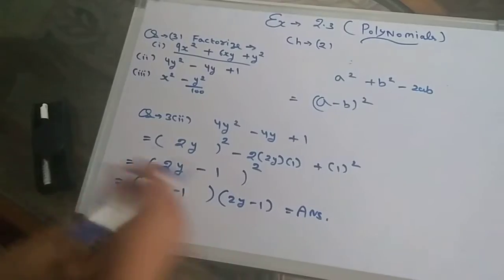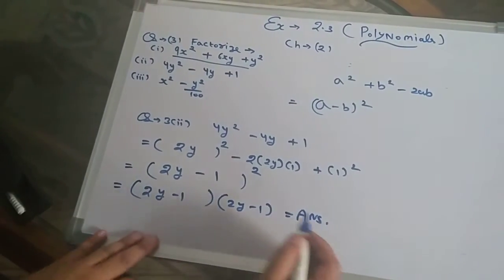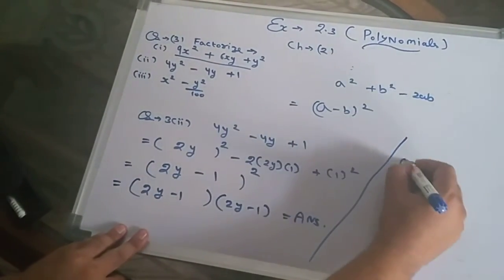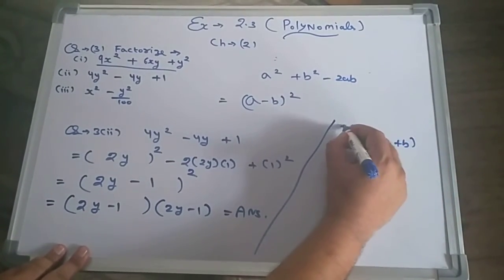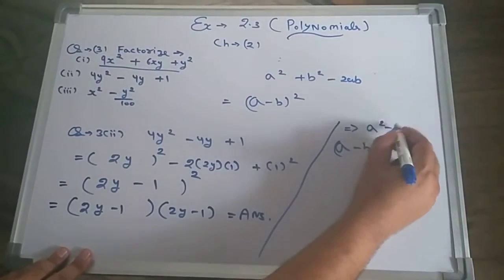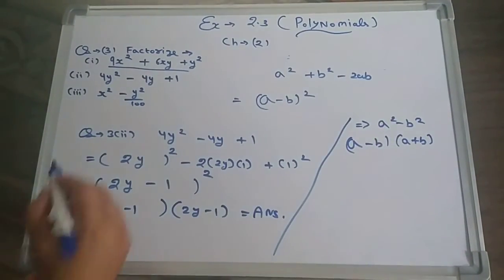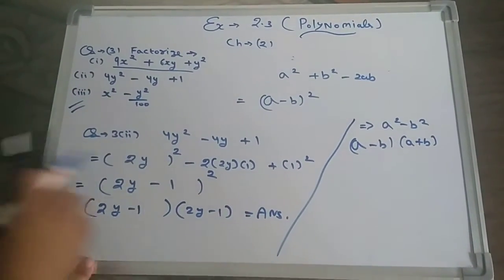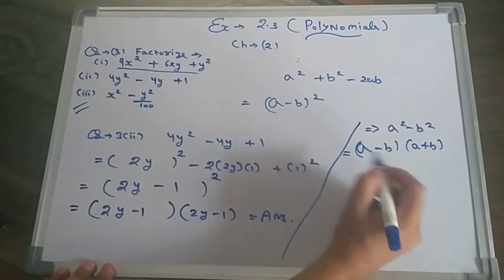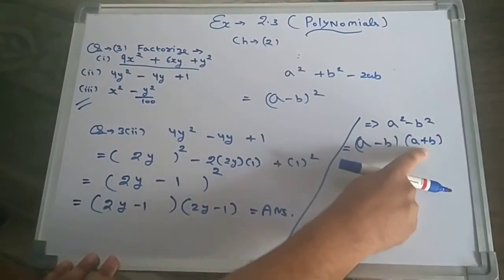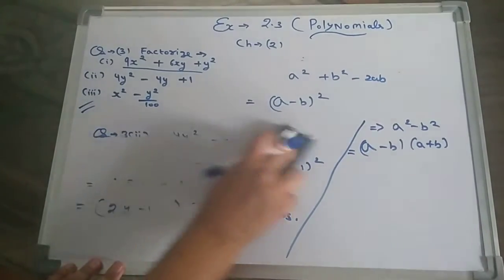Now another very important identity is (a minus b)(a plus b). These are the factors of a square minus b square. In the third part, we can use this identity: a square minus b square is equal to (a minus b)(a plus b). Let us start our third part.